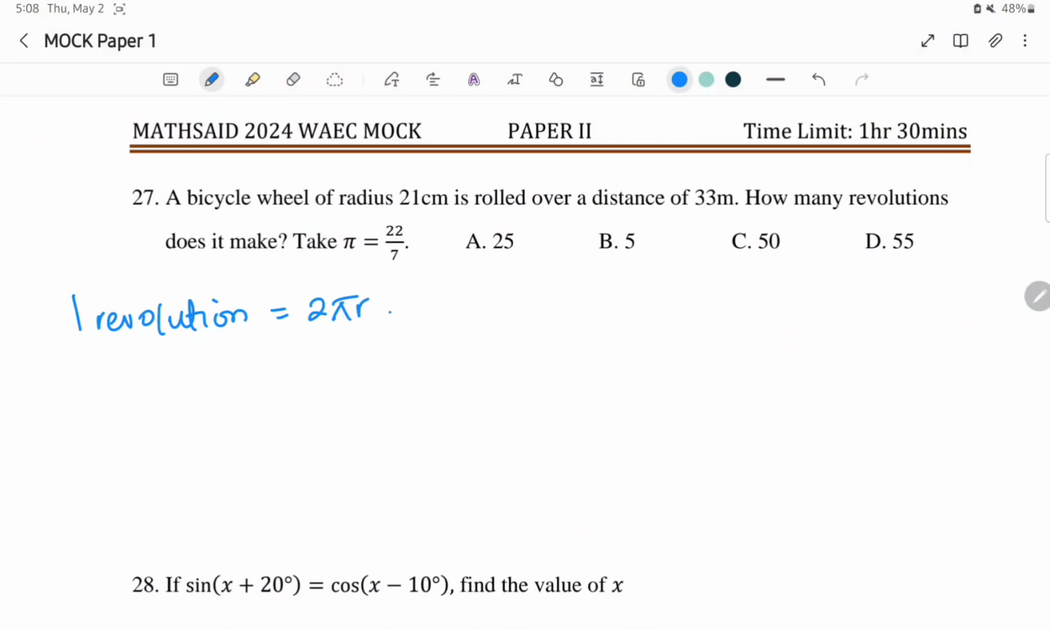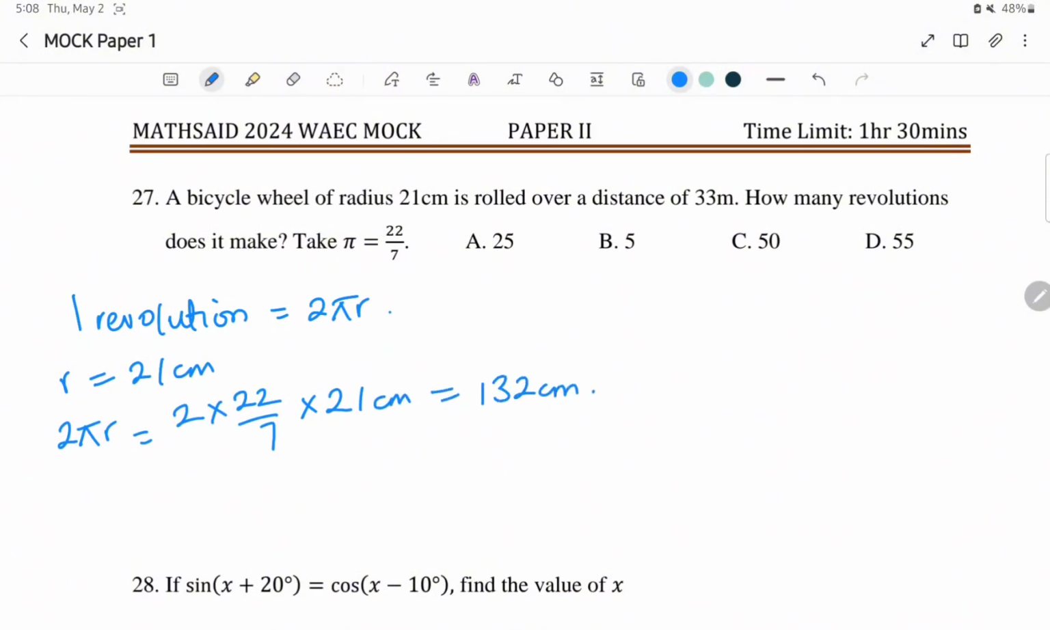Now, in this question, r is 21 centimeters. That means 2 pi r, or simply the circumference, is 2 multiplied by 22 over 7 times 21 centimeters, which is 132 centimeters. So, if one revolution made by this particular wheel is 132 centimeters, then how many revolutions will be equal to the distance, which is 33 meters?